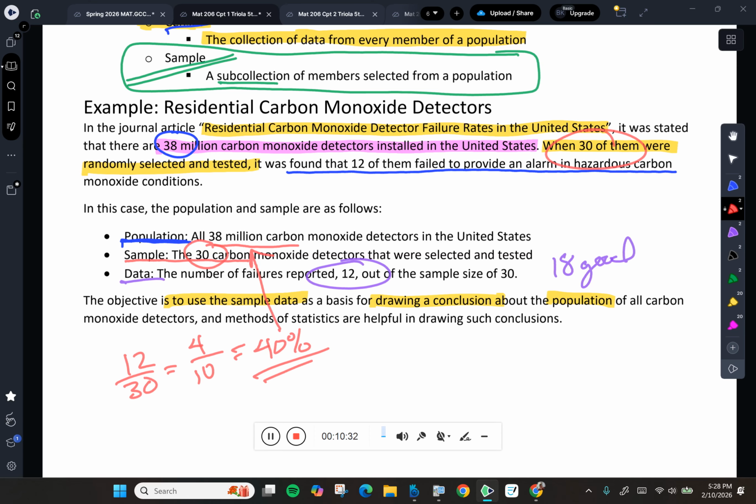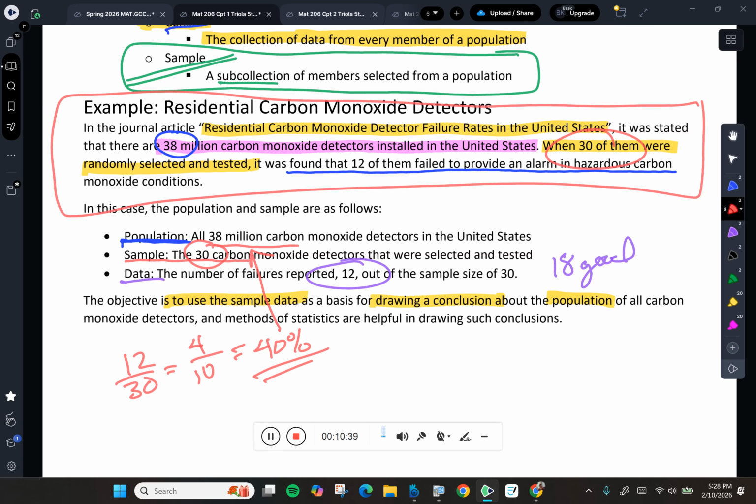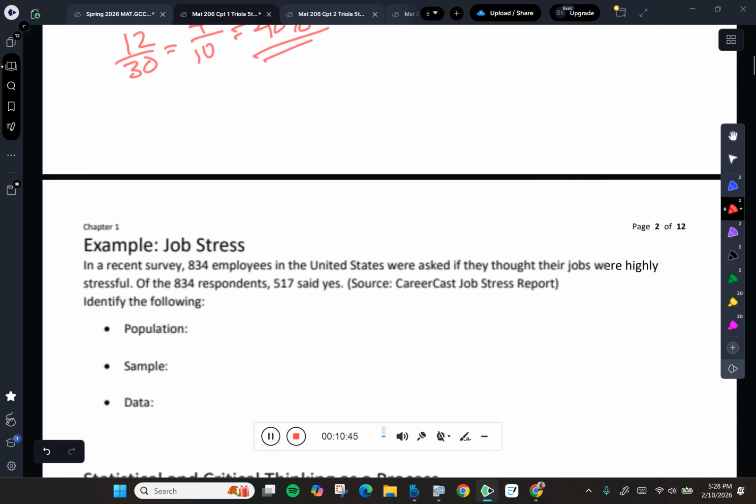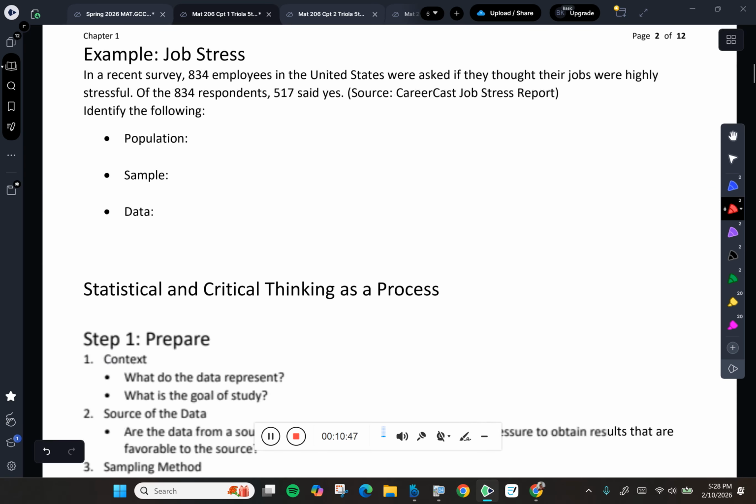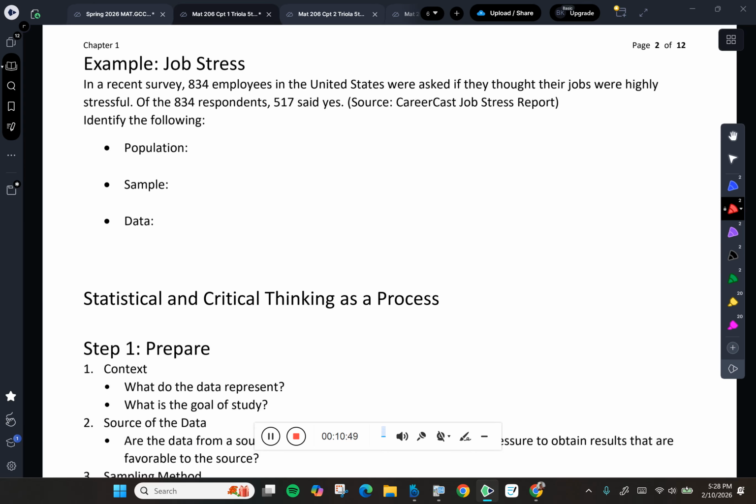For right now, what you want to take away from this is, if I had just given you this, could you identify what is the population, what is the sample, and what's the data that we collected? Okay? Let's take a look at another example where we actually have to do that. In a recent survey, 834 employees in the United States were asked if they thought their jobs were highly stressful. Of the 834 respondents, 517 said yes.